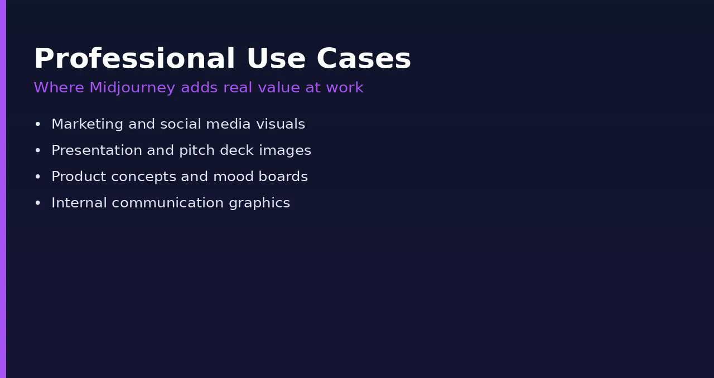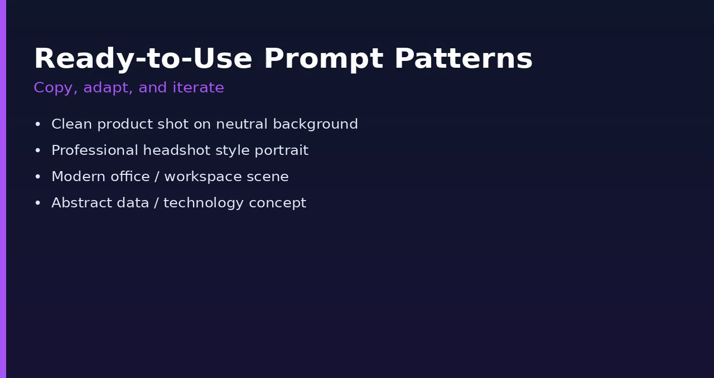Always start with a clear brief: purpose of the image, target audience, required aspect ratio, and any brand constraints. Then write the structured prompt, generate variations, select the strongest results, upscale, and apply light post-processing if needed.